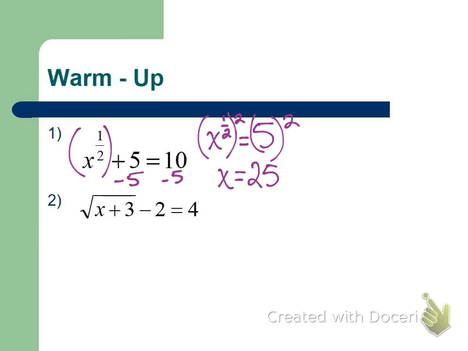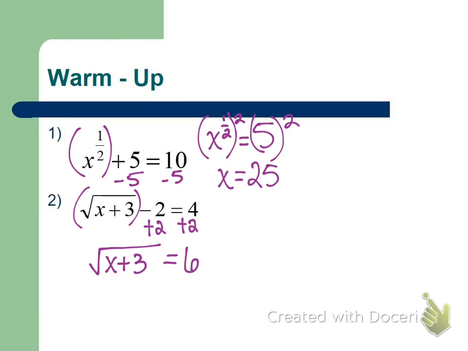All right, on the second one, what are we trying to get alone at first? The warm-ups just say solve, so we'll just solve them. Doesn't say solve and check. On the second one, what are we trying to get alone first? The radical piece. So we're trying to get this radical part alone. In order to do that, what do we have to do? Add 2 on both sides. So we have the square root of x plus 3 equals 6.